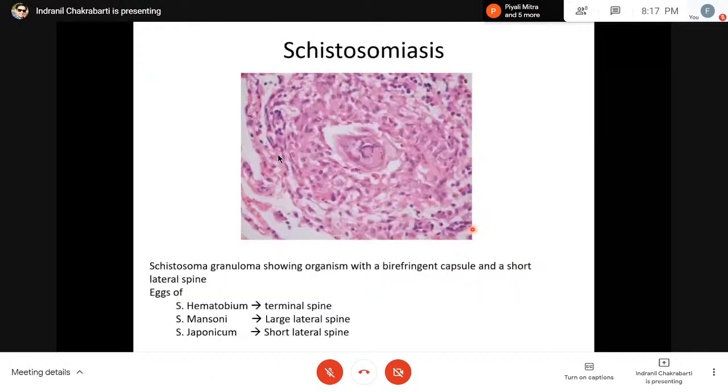While in schistosomiasis, we can have this birefringent capsule and a short lateral spine. So the eggs of Schistosoma haematobium have a terminal spine, while those of mansoni have a large lateral spine. And this short lateral spine is seen in Schistosoma japonicum. So these are caused by tropical flukes, that is Schistosoma mansoni, japonicum and haematobium.